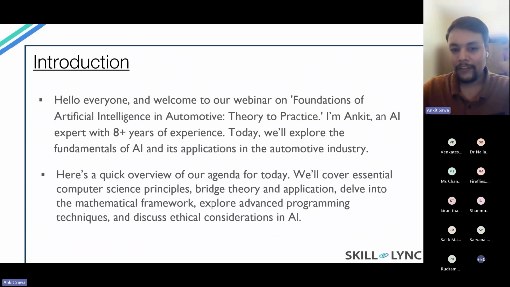A quick overview of the agenda that we are going to cover. We are going to talk about some fundamentals of computer science. We'll try to bridge the gap between theory and application in AI, delve into a little bit of mathematical framework, explore some advanced programming techniques, and discuss some ethical considerations in AI. We'll take questions in the chat and address them towards the end. And please feel free to interact as much as possible.